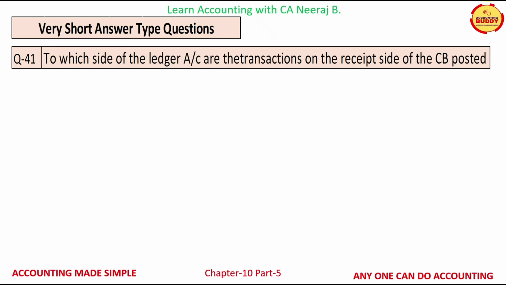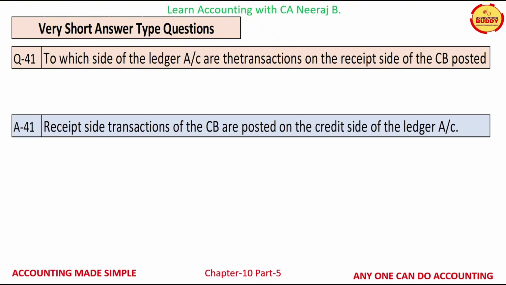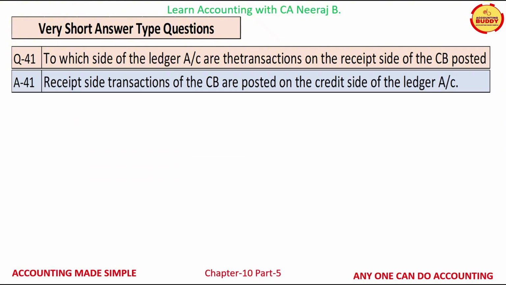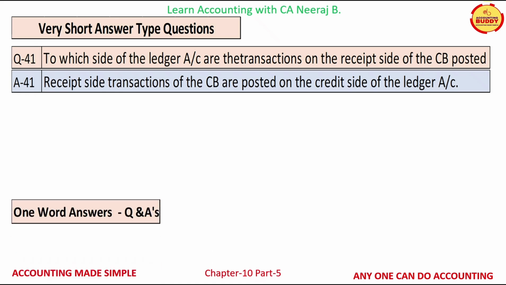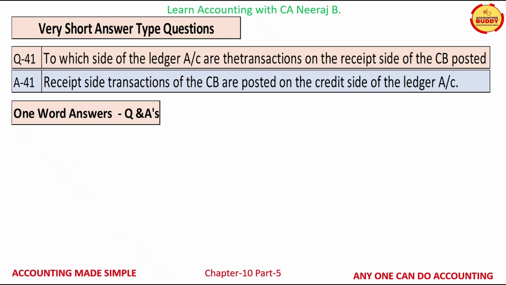Question number 41 is, to which side of the ledger account are transactions on the receipt side of the cash book posted? And the answer is, receipt side transactions of the cash book are posted on the credit side of the ledger account. Now let us attempt one word answers.